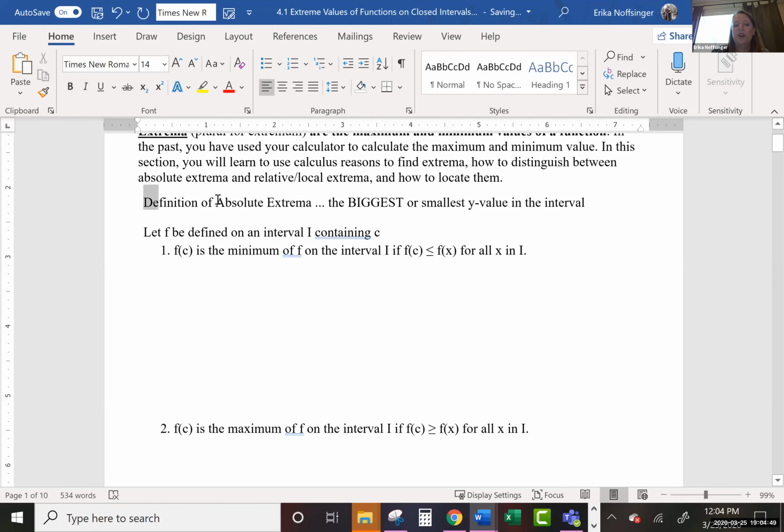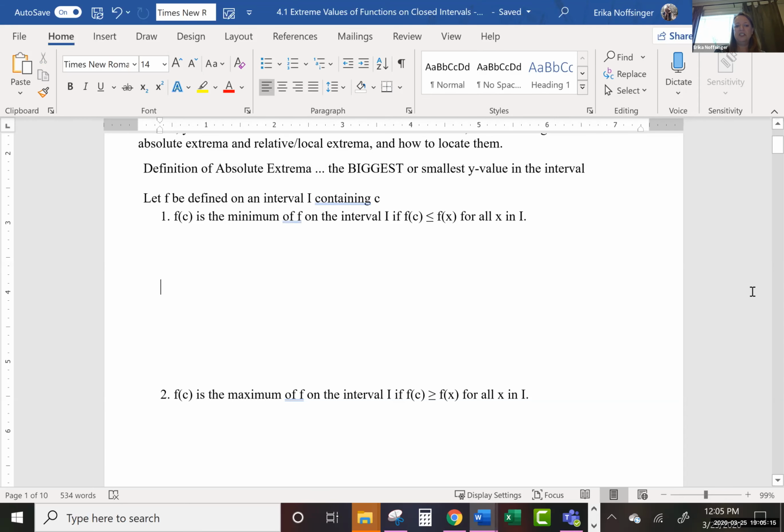Okay. So you'll notice that when you're doing the homework and they're asking you what the absolute extrema is, or what is the local extrema, you're putting in the biggest or the smallest y value. Well, if it's the absolute maximum, it's the biggest y value on the graph, and if it is the absolute minimum, it's the smallest y value on the graph.